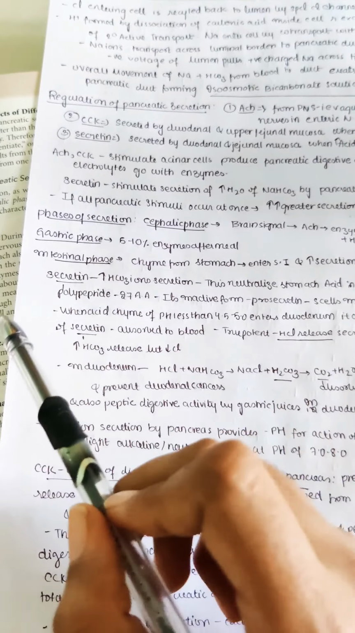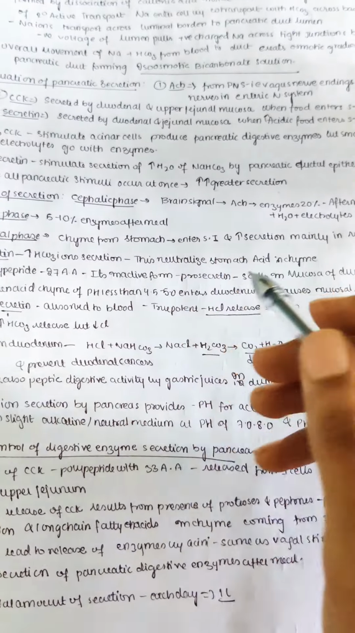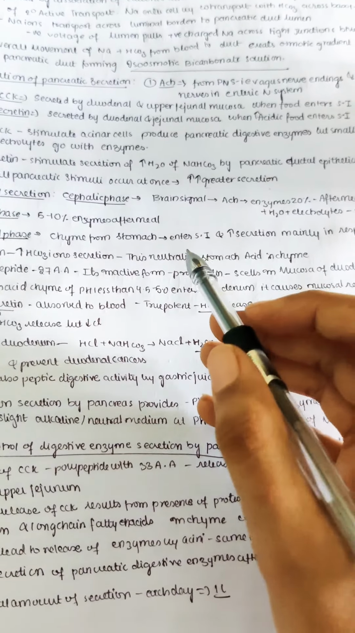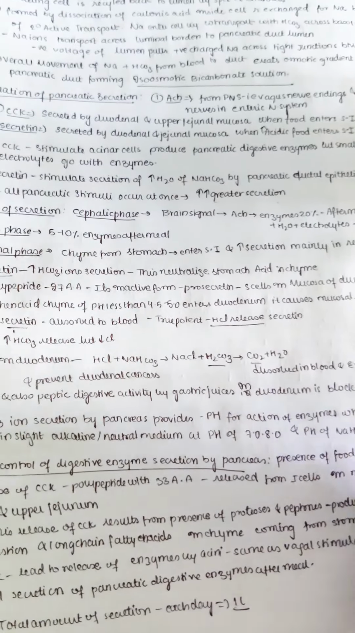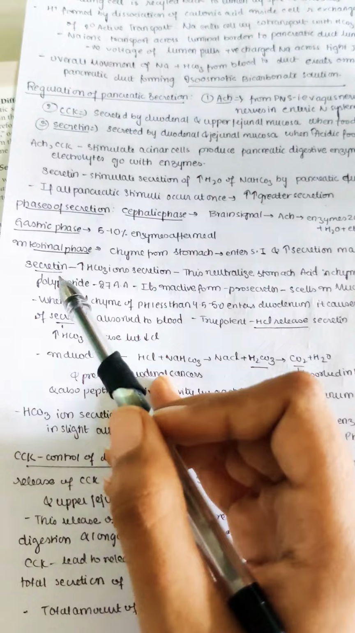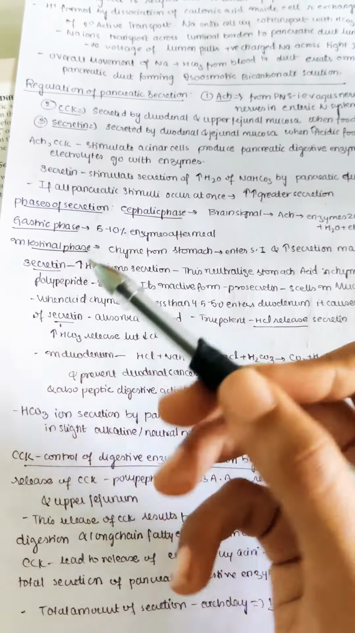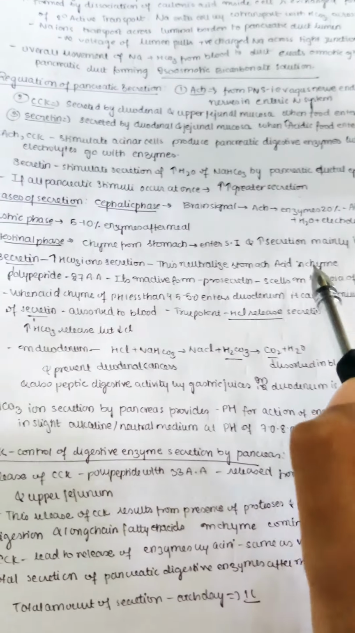Next, coming to the intestinal phase. Here the chyme is coming from the stomach, which tries to enter the small intestine and increases secretion mainly in response to the hormone secretin. So this intestinal phase is dependent on the hormone secretin. We already discussed secretin: it increases bicarbonate ion secretion, which tries to neutralize the stomach acid in the chyme.